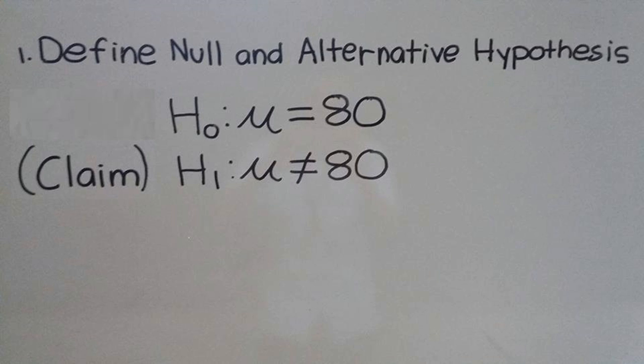First step is to define the null and alternative hypothesis. Our claim is that mu is not equal to 80. Because of the not equal term, it will be the alternative hypothesis. So, our null hypothesis will be mu is equal to 80.